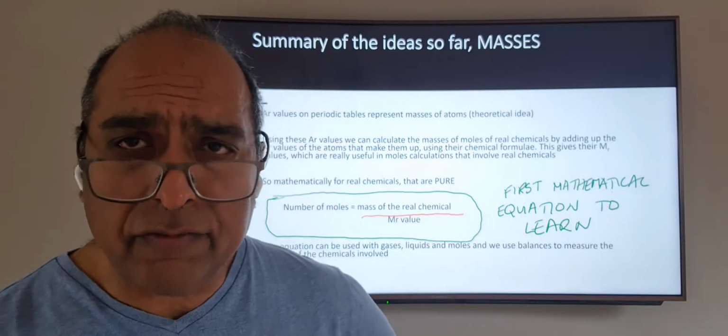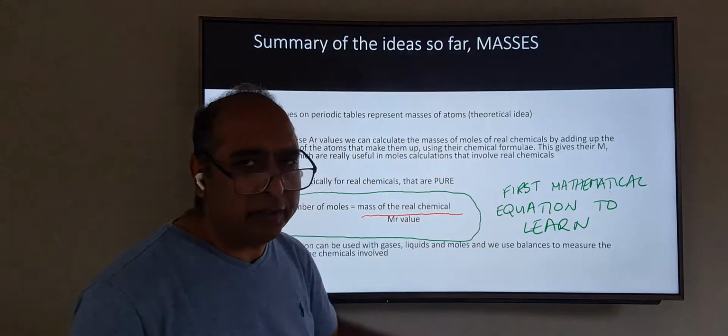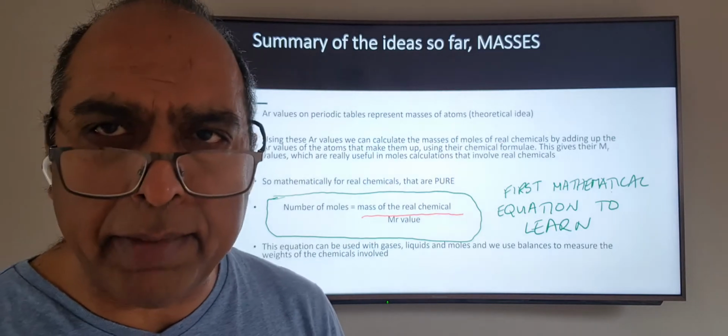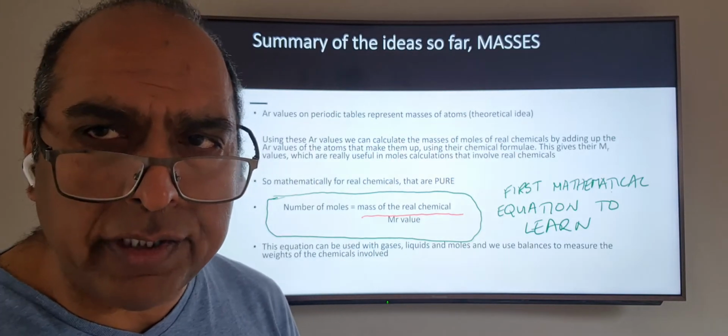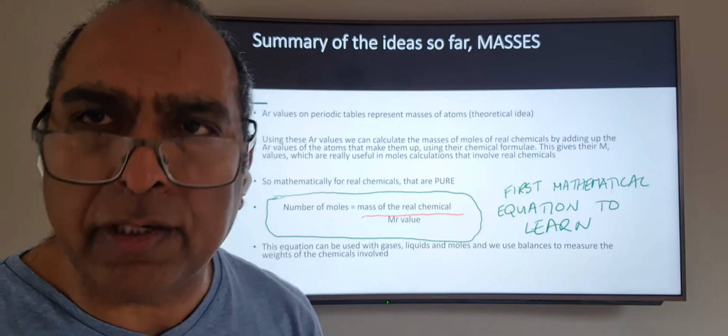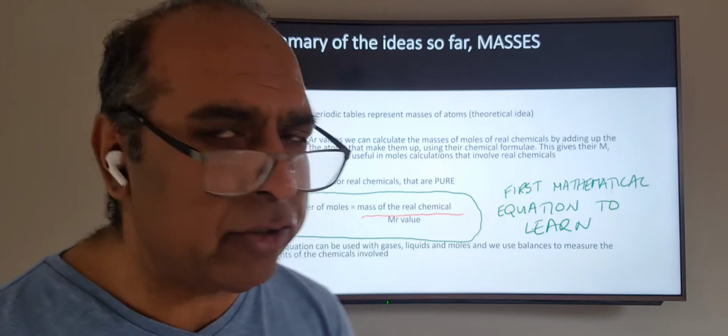So, last video, we got to this point. The first mathematical equation I wanted you to learn. That equation allows you to deal with real chemicals, and it allows you to deal with measuring masses on a weighing machine, on a balance, measuring masses of real chemicals. You can convert that to number of moles.